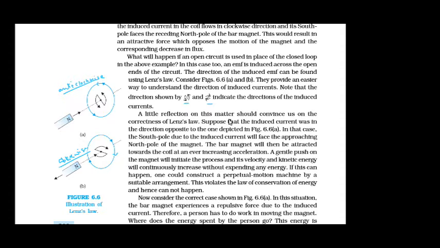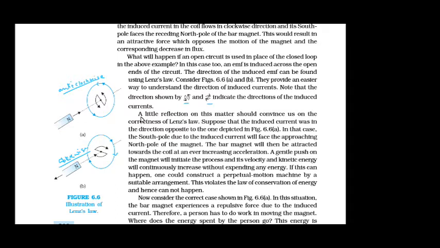A little reflection on this matter would convince us of the correctness of Lenz's law. Suppose that the induced current was in the direction opposite to the one depicted in figure 6.6a. In that case, the south pole due to the induced current will face the approaching north pole of the magnet. The bar magnet will then be attracted towards the coil.